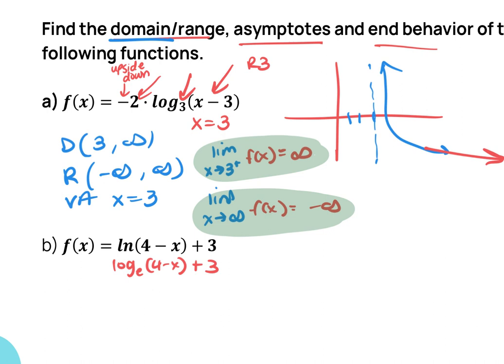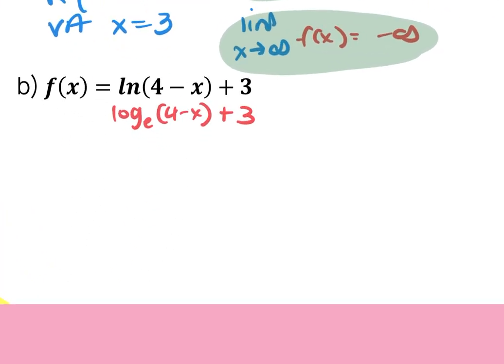So if I look at this, what is important and different is that this order has switched. It is now 4 minus x. If I wrote that in the order it normally goes, it would be log base e of negative x plus 4, plus 3. Don't let that get you. That negative is on the x. So talk about the translations here. What does that negative do? Flips it over the y.